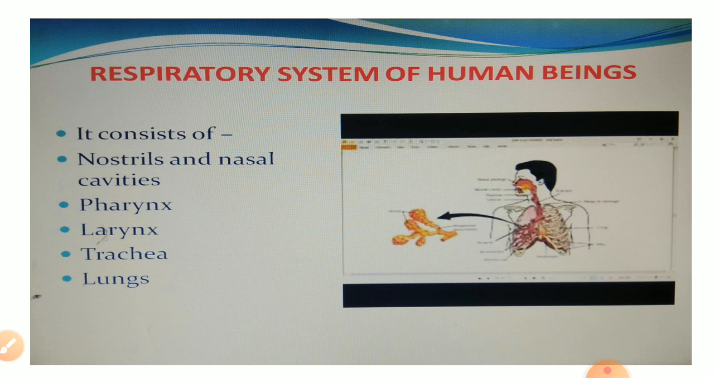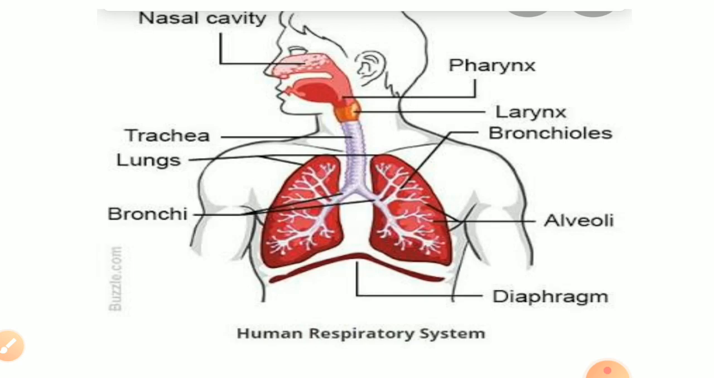The major parts of the human respiratory system you can see in this slide are the nostrils and nasal cavities, pharynx, larynx, trachea and lungs. So I'm going to start. In this slide, you can see clearly the human respiratory system.